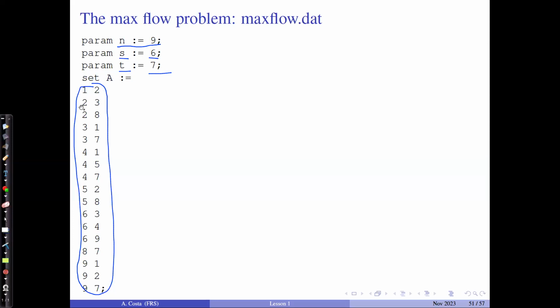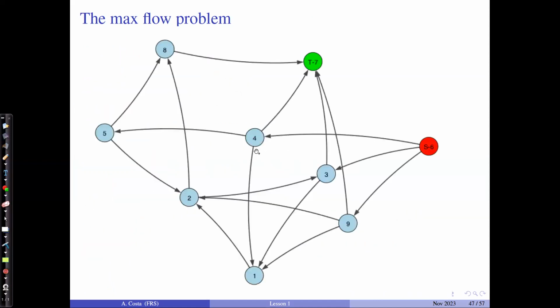So we have 1, 2, 2, 3, 2, 8. And if you look at them, they are these. So we have 1, 2, 2, 3, 2, 8. And you can count, they are all of them. So the data file represents the structure of this network: the nodes, the source, the terminal, and at the same time, the links.